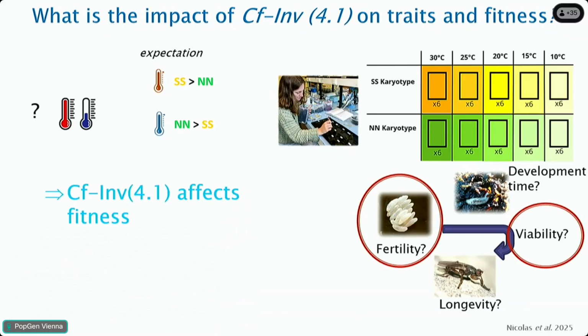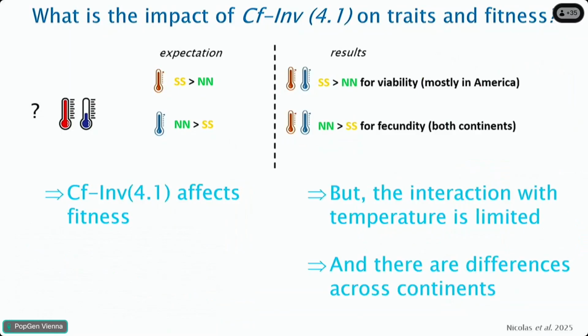So it seems that this inversion affects fitness. We would see differences between the two lines, but it was not going in the direction we were thinking. More generally, we found that the S allele seems to have a higher viability, and the N allele had higher fecundity. The effect was not exactly the same between the two continents. We were looking at America and Europe. So it affects fitness, but the interaction with temperature is limited, and there were differences across continents.